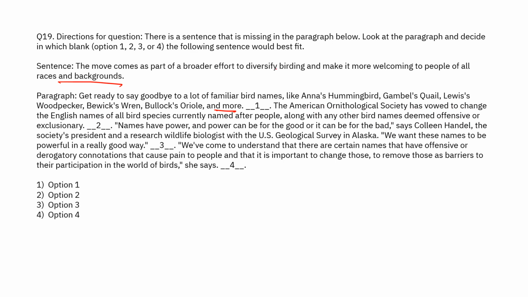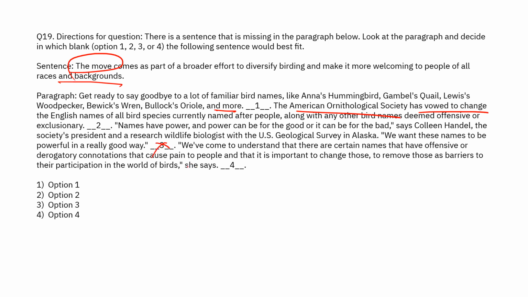The move comes as a part of a broader effort. The move refers to this, it could refer to has vowed to change. Names have power and power can be for good, says Colleen. So now if you place this at 3, then it won't come.